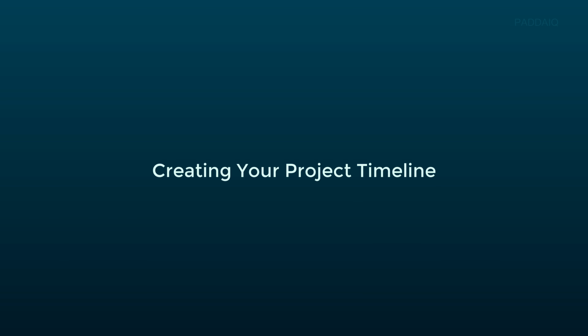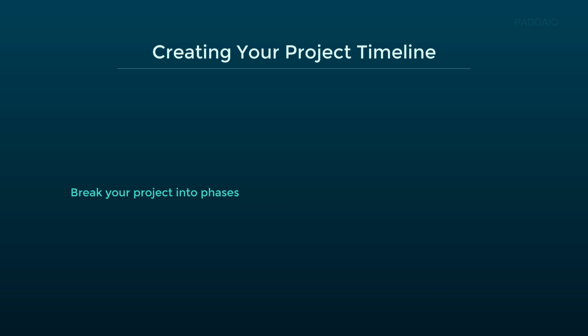Creating your project timeline. Break your project into phases. This means dividing the entire project into smaller, sequential stages like planning, building, and launching. For example, first plan your app's features, then build the core functions, and finally test and deploy it. This approach makes a large project manageable and ensures each step is completed before moving forward.